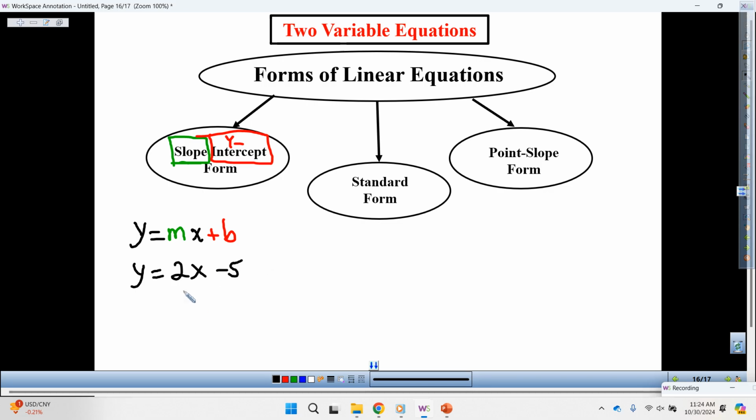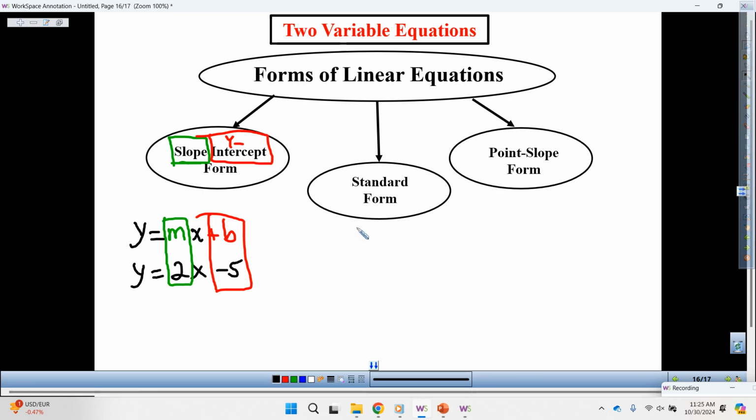If I were to ask you what the slope is, Enrique? Two. That is correct. I even aligned it here for you. Pass it on. Mario, what's our y-intercept? Negative 5. That is correct, and so on and so forth. We're going to be looking at those today.